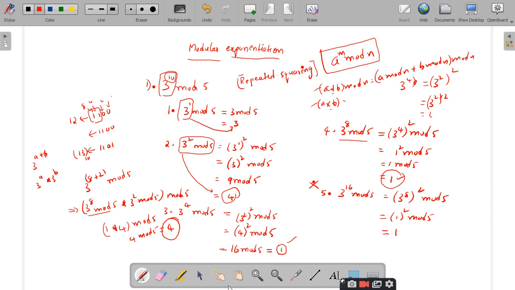Right. So this is a very simple example I have taken. So shall we do another thing?